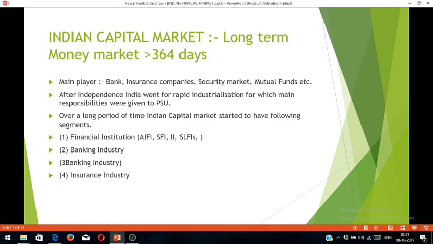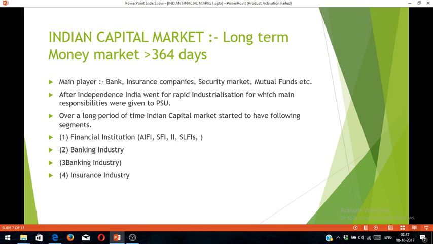Now let me discuss the Indian capital market. First we discussed the Indian money market, then we already discussed mutual funds. Now we are discussing the Indian capital market. This is one of the most important topics of the financial market, in which most people get confused, and there are so many technical terms you have to clarify here.